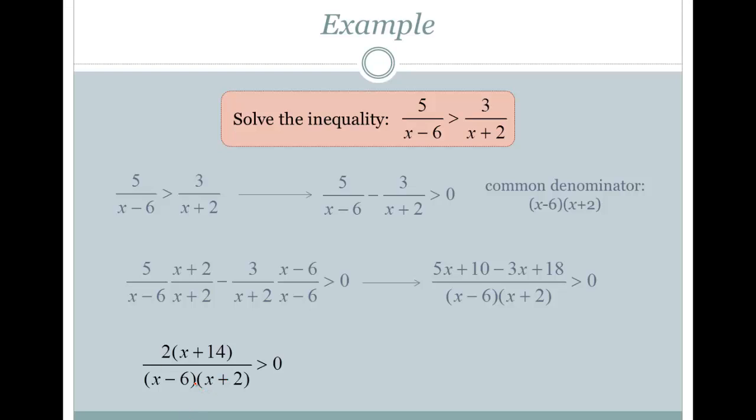Okay, so once I find my common denominator, now I have my rational expression on the left-hand side, and I have 0 on the right-hand side of my inequality. Next step, find critical numbers. So when I set the numerator equal to 0, you should see that x is equal to negative 14. So that's one critical value. And then I look at when this is undefined, or when the denominator is equal to 0. In that situation, x would be equal to 6, or x would be equal to negative 2. So I have 3 critical numbers right there.